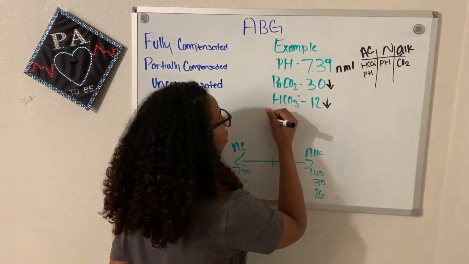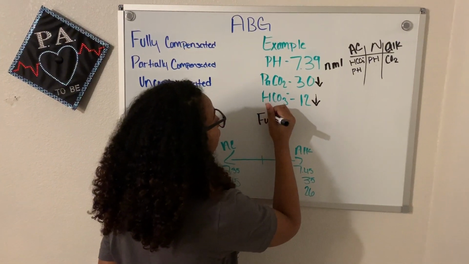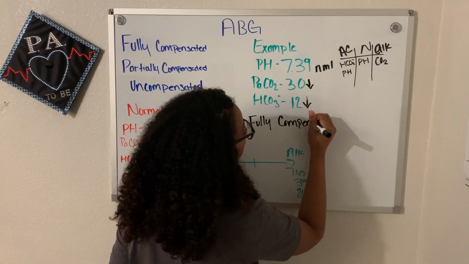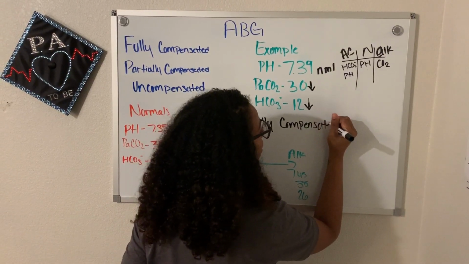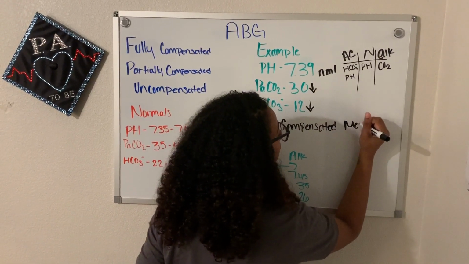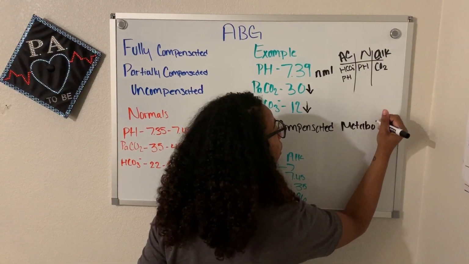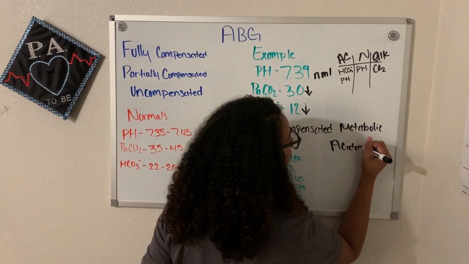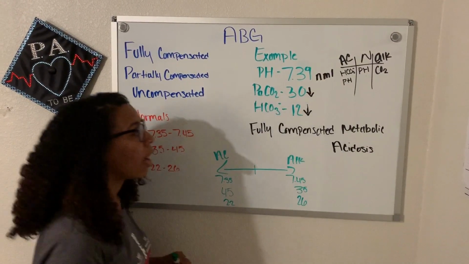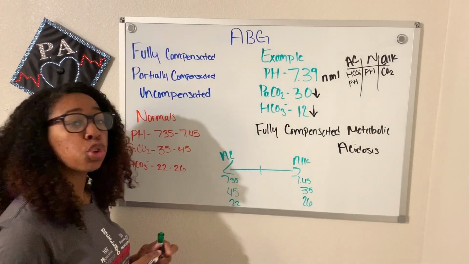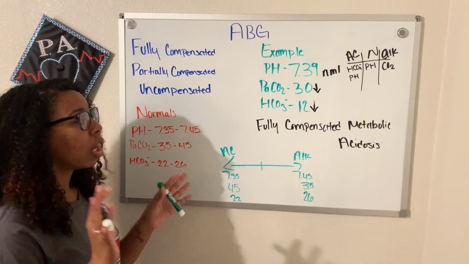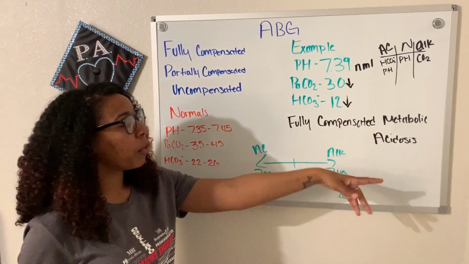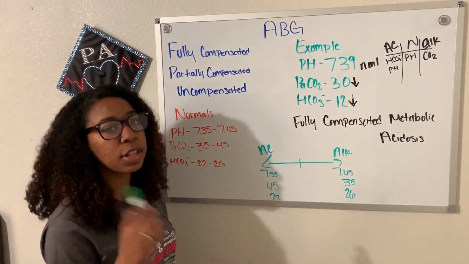So our answer is going to be fully compensated metabolic acidosis. All right, so we're going to do two more problems because I kind of want y'all to understand partially and uncompensated as well as respiratory and alkalosis. So let's go to our next part.